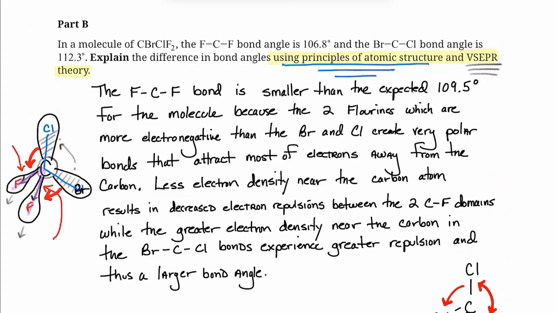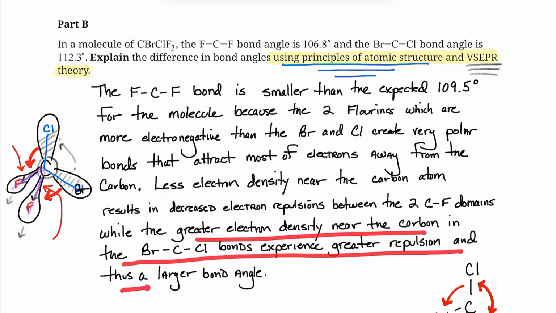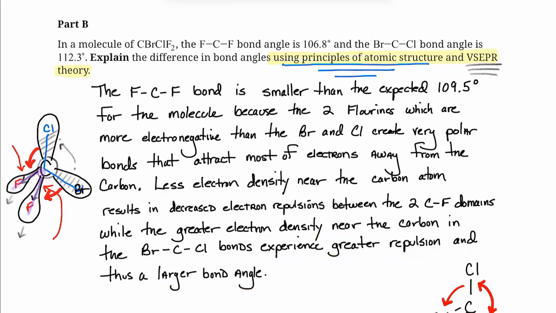Well, if you've got more negatives, a richer negative region is going to have a greater ability to repel other negatives that have a lowered amount of electron density. So I said less electron density near the carbon atom results in decreased electron repulsions, while the greater electron density near the carbon and the BCl atoms experiences greater repulsion and thus a larger bond angle. Okay, so I think there are many ways to say that. Interesting to see what they come up with in their key.